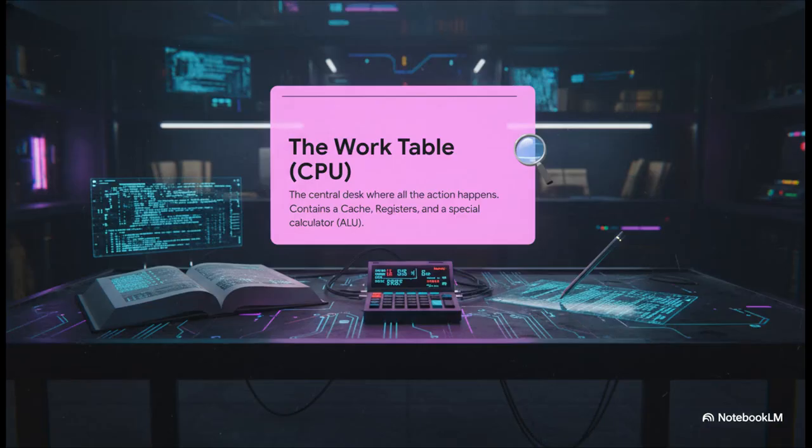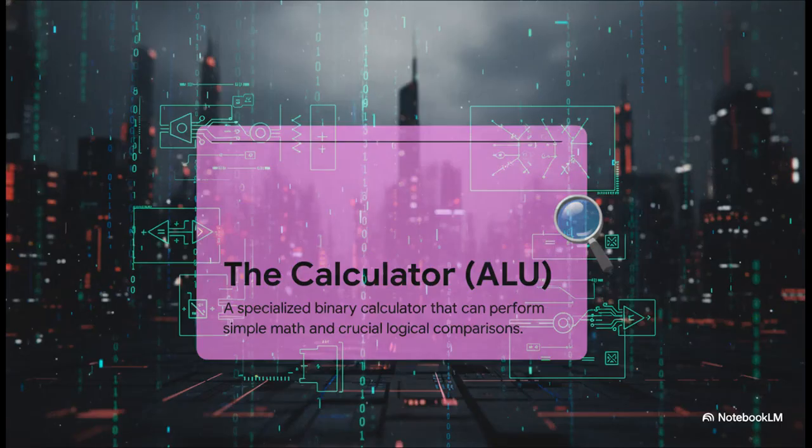And that brings us to the main event, the work table. This is the CPU itself. This is where all the magic happens. The table only has room for one open book at a time. That's the CPU's superfast cache. There's also a little sheet of scratch paper for jotting down important numbers. We call those registers. And sitting right there on the table is a very special calculator. This calculator is the Arithmetic Logic Unit, or ALU. It's the mathematical heart of the whole operation.